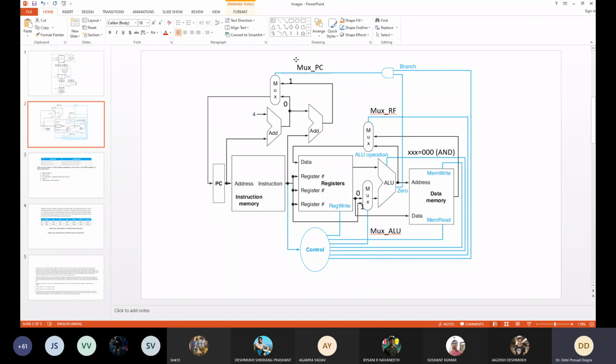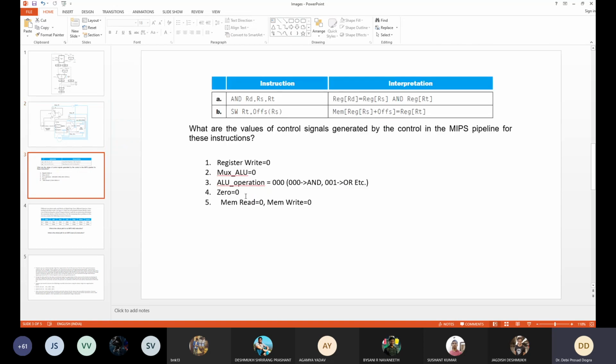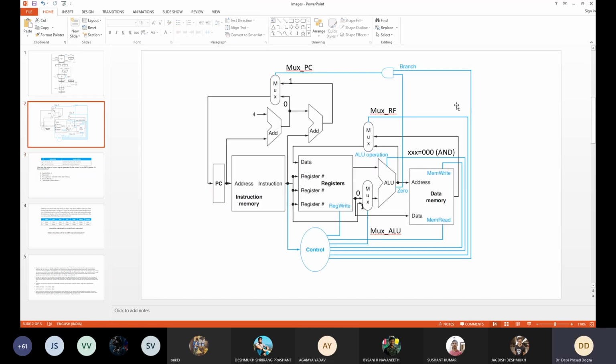Multiplexer PC, this signal. Okay, so this is 0, branch is also 0. You can see that there is no branch. So branch should be also 0, and that ensures that this is 0, so this one will be selected. Now I need to put the value back to the register file.